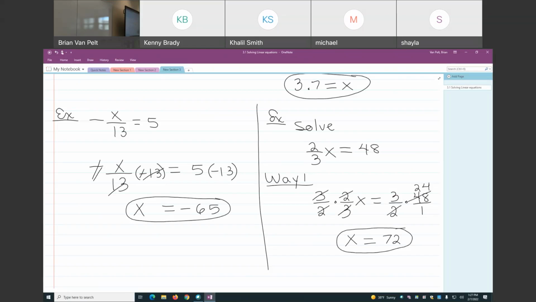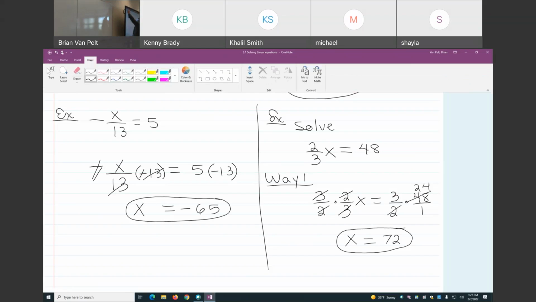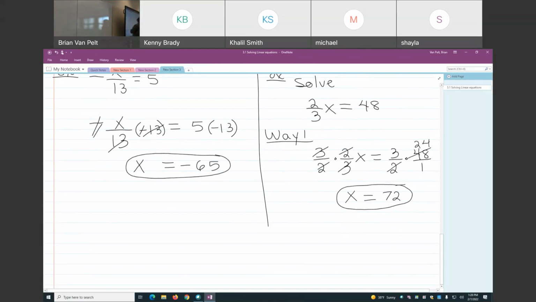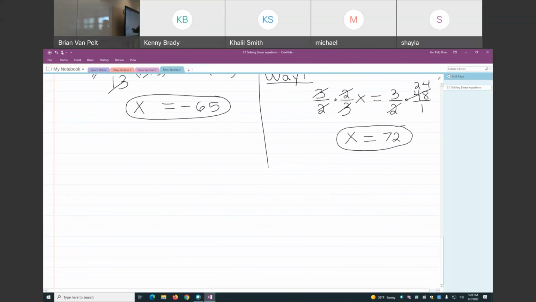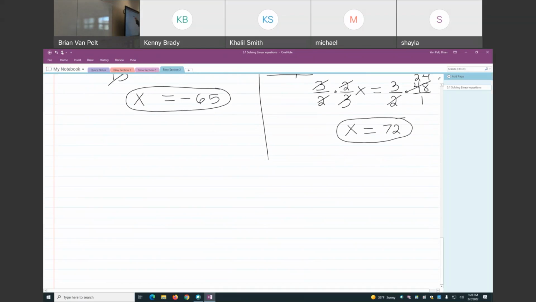You guys follow what I did, you understand that it's 72. I'm going to do it in a second way that might be more desirable, but I don't think so. So we've got 2/3 x equals 48. We'll start with our 2/3 x equals 48.